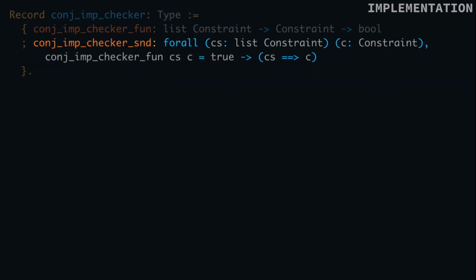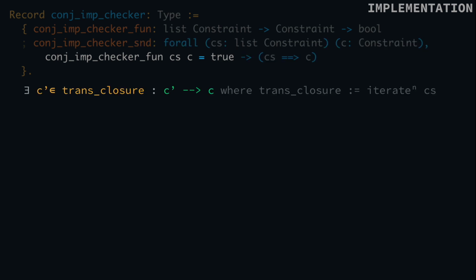To prove the soundness of our original algorithm, we make use of the fact that the conjugate implication checker function has returned true for some hypothesis TS and for some thesis C, which means that there must exist a constraint C prime in the transitive closure such that C prime trivially implies C.